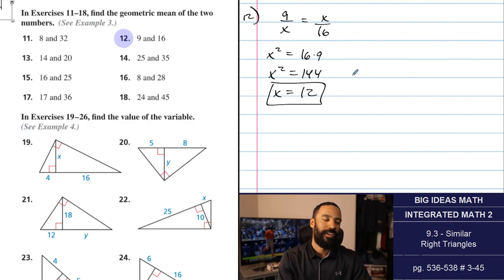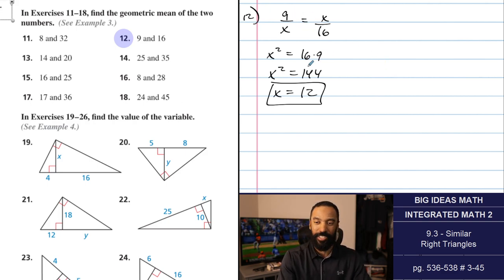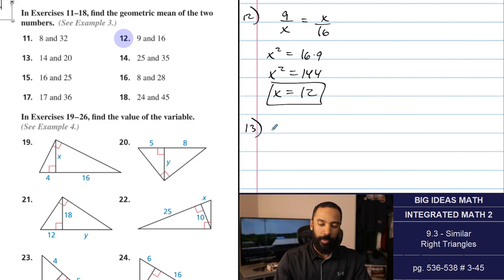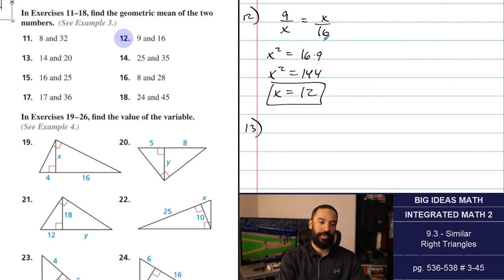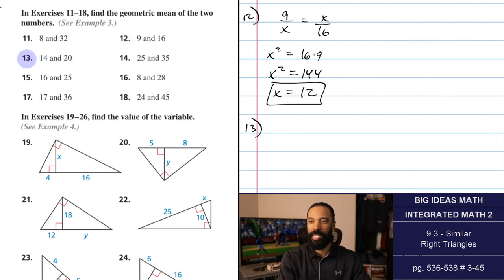So x is 12. 12 is the geometric mean of 9 and 16. If I multiply 9 by a very specific number, I get 12, and 12 times that same number, I get 16. Okay, now you can tell what's happening each time right here.